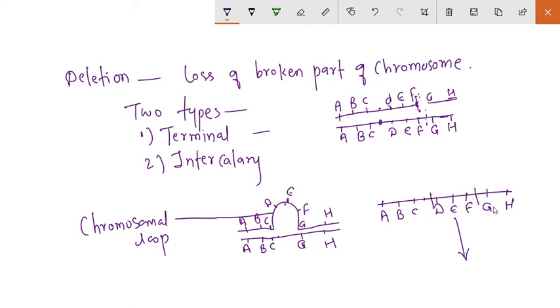हे दोन ABC आणि GH हे दोन जे ब्रोक झालेले कट पीसेस आहेत ते परत जॉईन होतात आणि हा जो DEF हा मधला भाग आहे हा मधला भाग काय होतो, लॉस होतो. So this intercalary, this middle portion of this chromosome it get lost and therefore it is known as the intercalary deletion. Okay. And this intercalary deletion it is caused due to the breakage at two places okay.